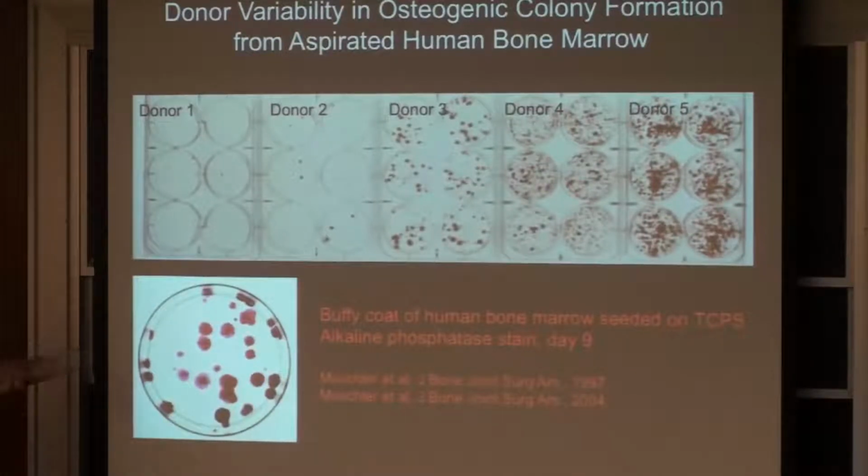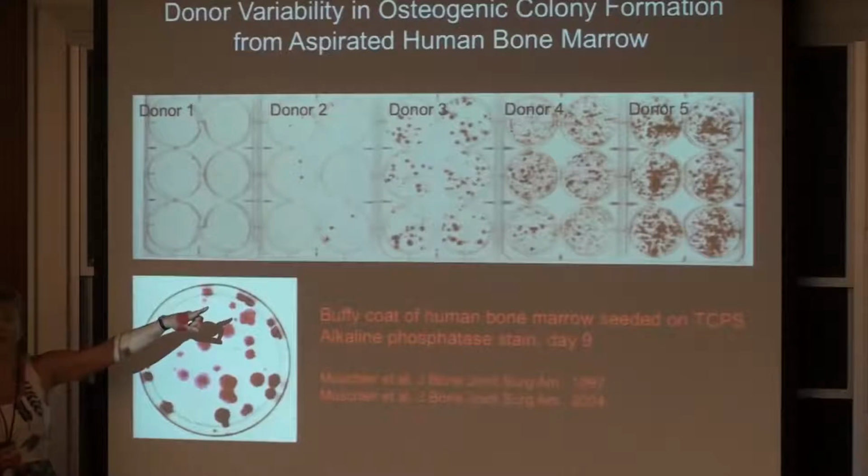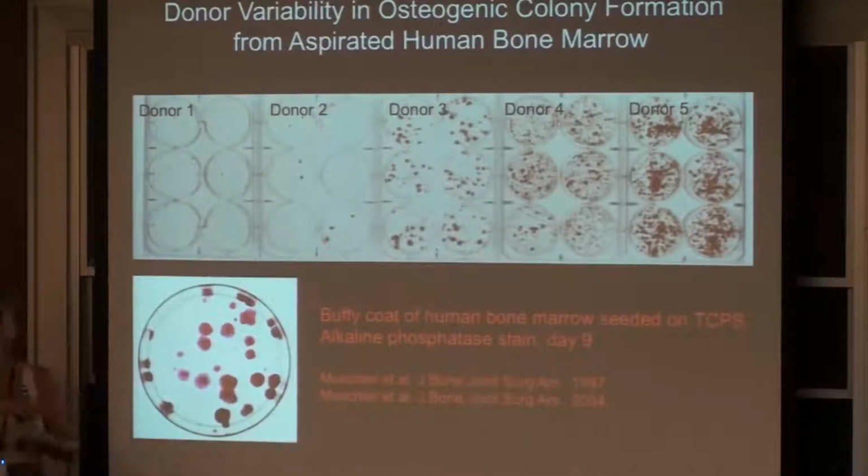So this is the same number of nucleated cells plated for 5 different people. And you can see this one has very few, and that one has a lot of connective tissue progenitors. So this patient, if you put marrow in a graft, this patient may not get better because maybe they just don't have enough stem cells.